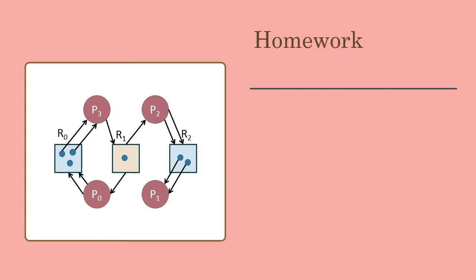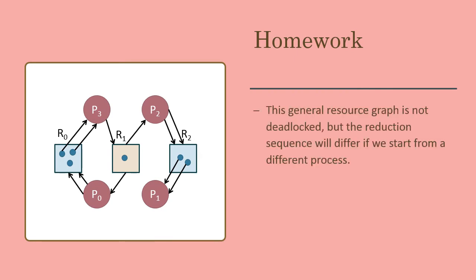Let us now come to your homework. We have just seen that this general resource graph is not deadlocked, but the reduction sequence will differ if we start from a different process. Start reduction from P3. Furnish a reduction sequence.